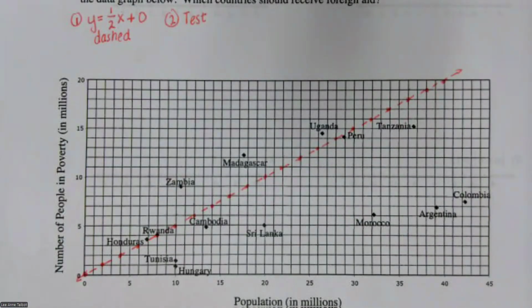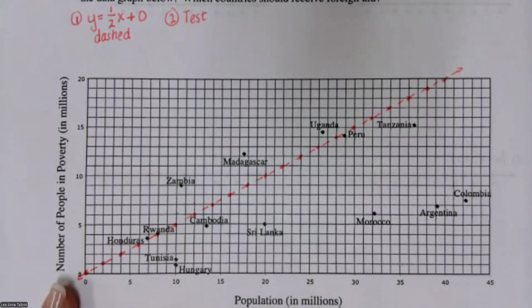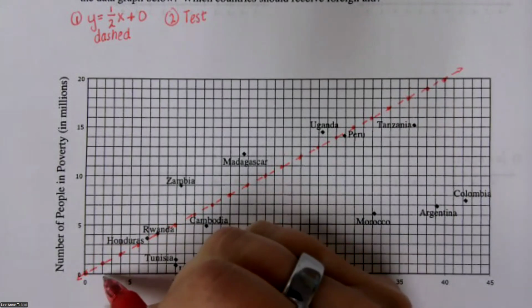Okay, now this problem has an interesting twist to it. Can we test 0, 0? No, because it's on the line. We have to pick something else. Yes, Landon? Oh, wait. Do you want to pick something else?